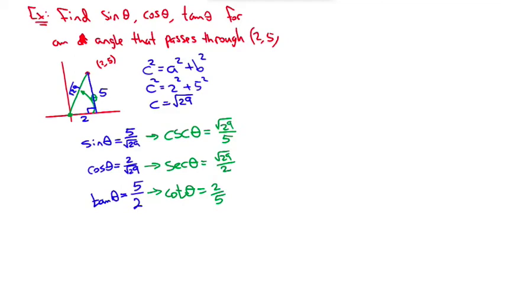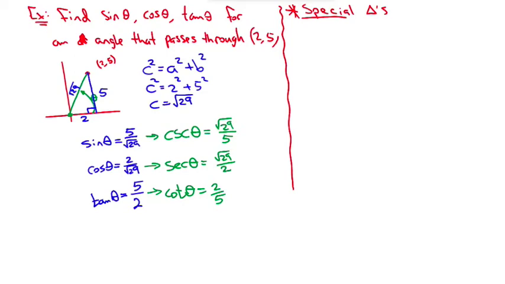Alright, so that's the right triangle definition of sine, cosine, tangent, and cosecant, secant, cotangent. A couple other things. Special triangles. You're going to live by these. Most problems come back to these in some fashion or form.